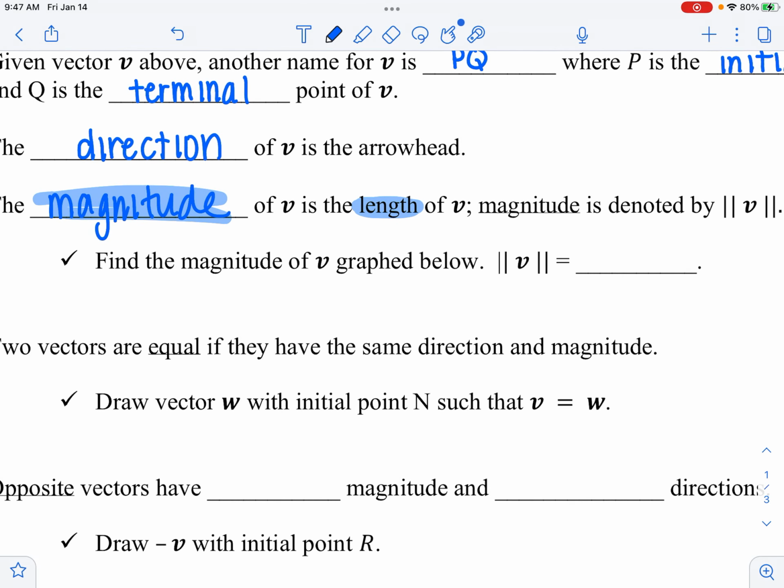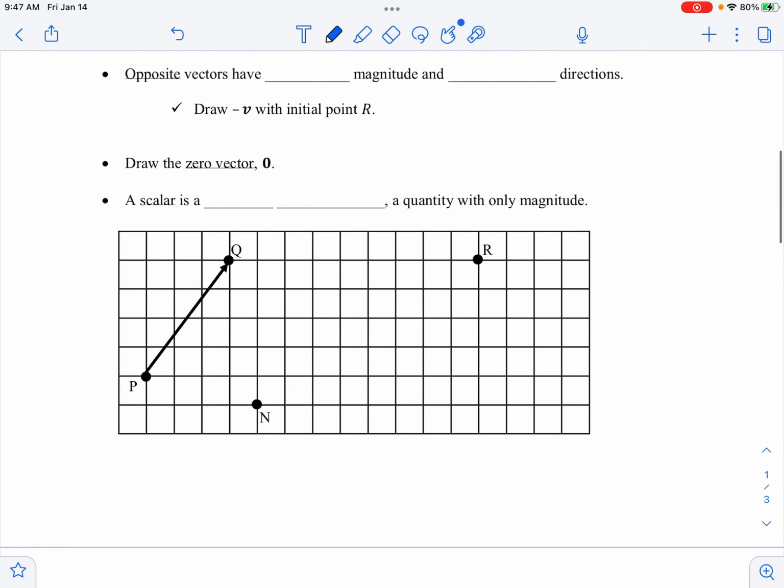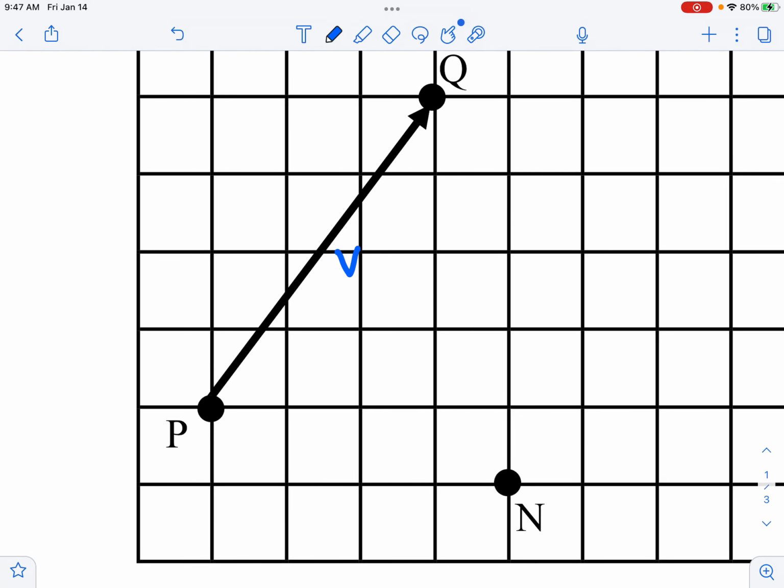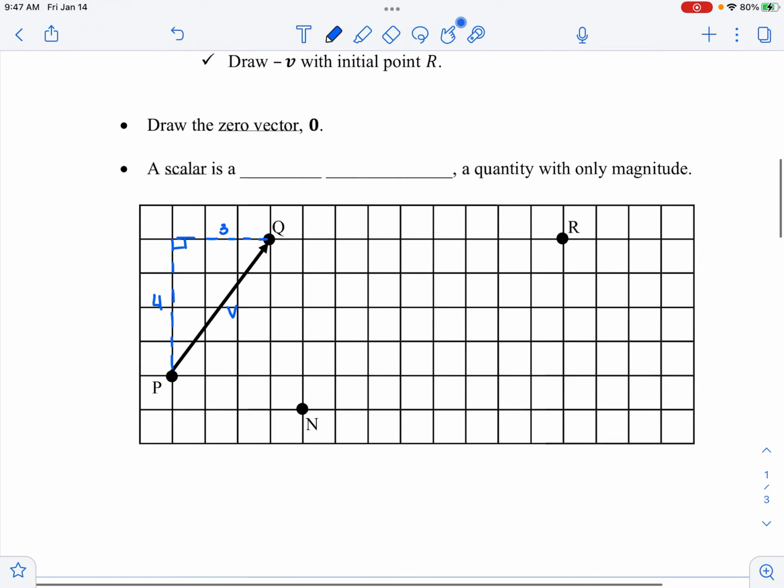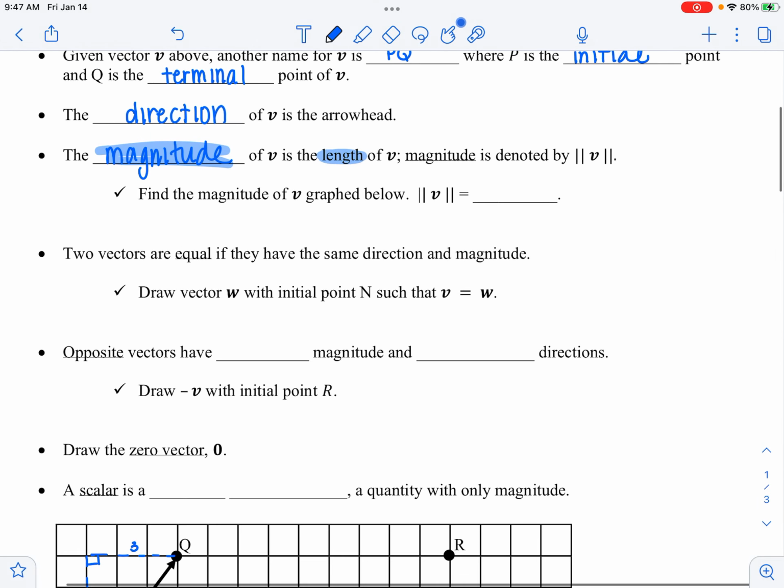All right, so next it says, find the magnitude of vector V graphed below. That's vector PQ right here, so vector V. I want to find the length of that vector. Notice it goes from one point to another on a diagonal, so I can't count. But I can count vertically and horizontally, make this into a right triangle, and use the Pythagorean Theorem. If you connect P to Q with a vertical line and a horizontal line instead, you create a right triangle. And you can see that this length is 1, 2, 3, 4 right here. And this one is 3. So you can use the Pythagorean Theorem to find the length of vector V.